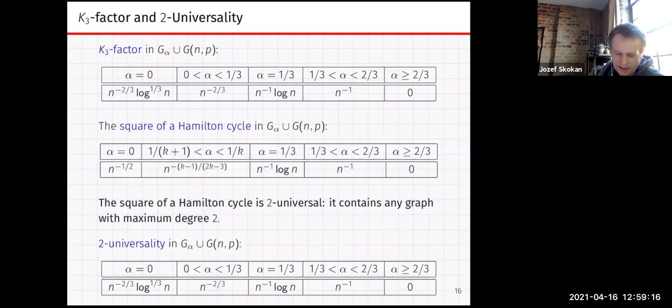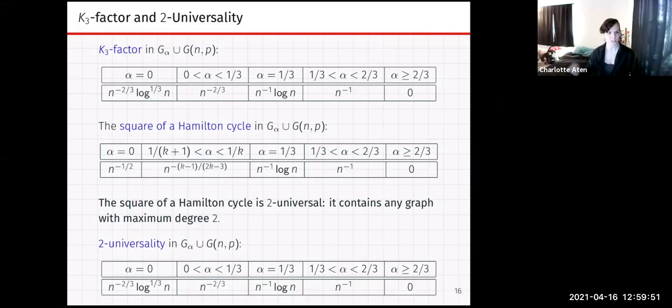So we were happy that we were able to find a threshold for the appearance of the square of Hamilton cycle in this perturbed model, because it nicely fit with the recent works on the threshold for the square of Hamilton cycle in G(n,p). So we were able to determine this threshold for the square, and because the square of Hamilton cycle contains any graph with maximum degree 2, this allowed us to determine this threshold for 2-universality.